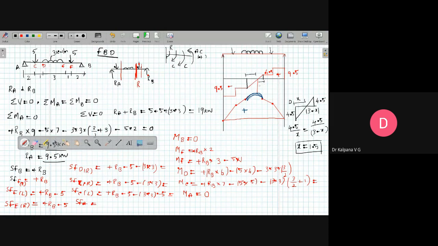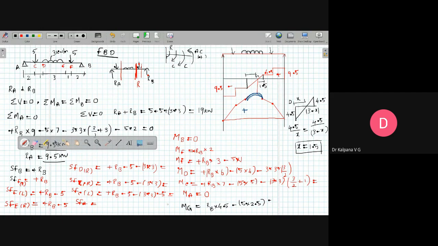So it is 1.5. Now before completing this curved line, we need to find out the moment at points A, B, C, D, E, F, G. G is the point where shear force changes its sign. So moment at G is RB into the distance, which is 2 plus 1, 3, into 4.5, minus 5 into 2.5.